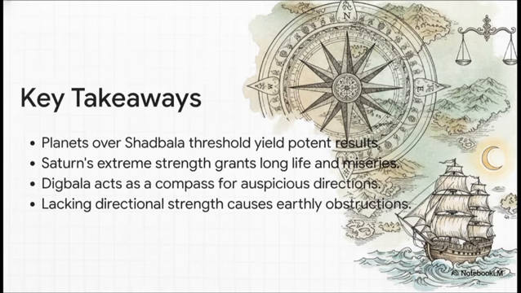Also, Digbala, that directional strength we calculated earlier, acts as a literal compass. Think of Digbala as your personal, ancient GPS system. If Jupiter is exceptionally strong and has high Digbala in your chart, the text suggests immense success in the northeast direction. Conversely, if you undertake a journey or choose to live in a geographic direction ruled by a planet that completely lacks this calculated strength, the text explicitly warns of serious obstructions and losses. This turns abstract astronomy into a highly practical map for your daily earthly navigation.